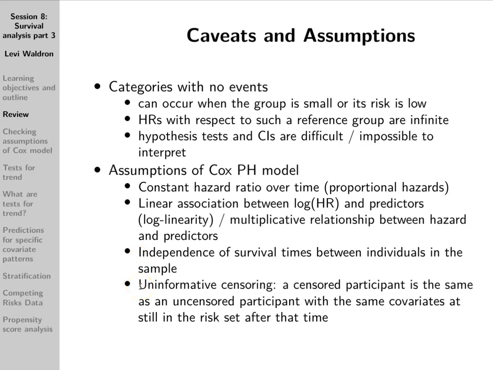And then finally, the assumption of uninformative censoring. Put one way, a censored participant is the same as an uncensored participant if they have the same covariates, another participant who is still at risk after that time. So the fact that one patient is censored doesn't tell you anything about when beyond that time they would be censored. All of that information is contained in their covariates.